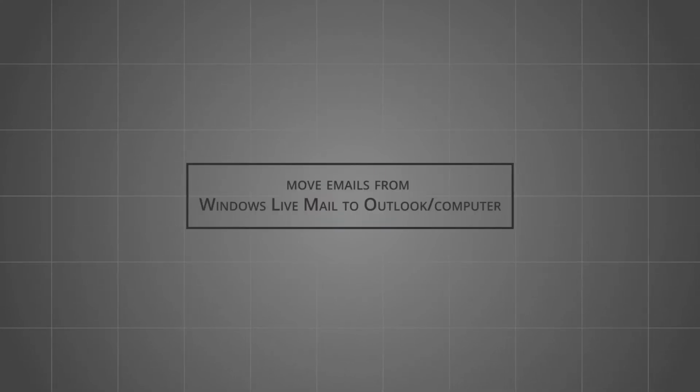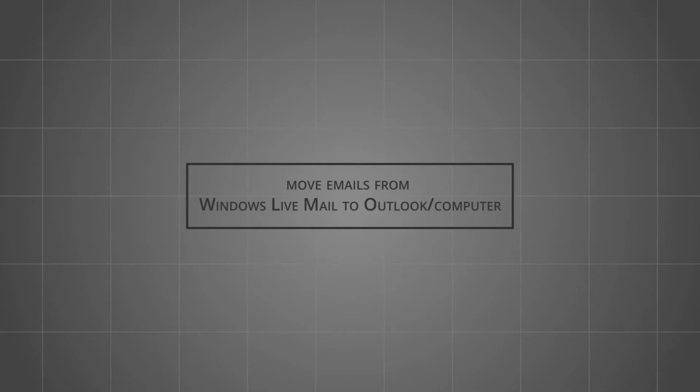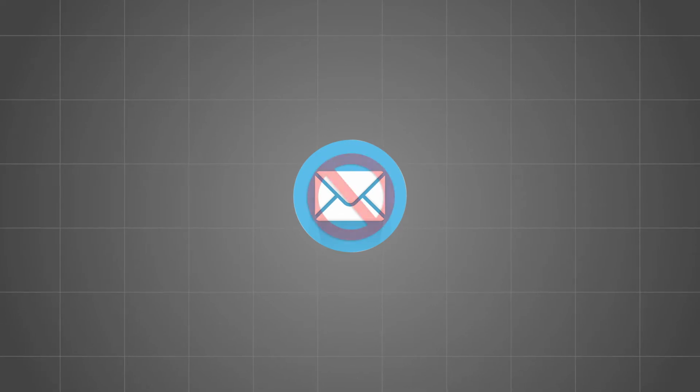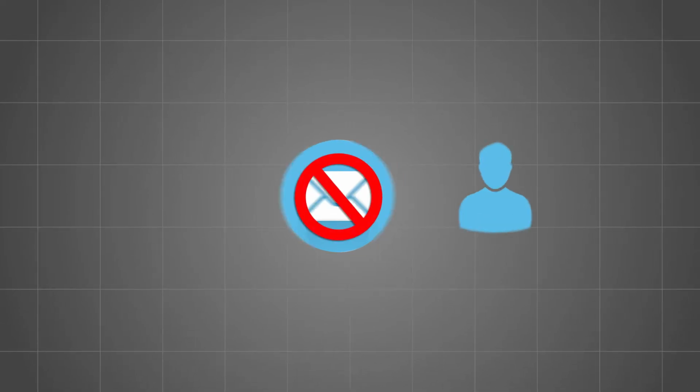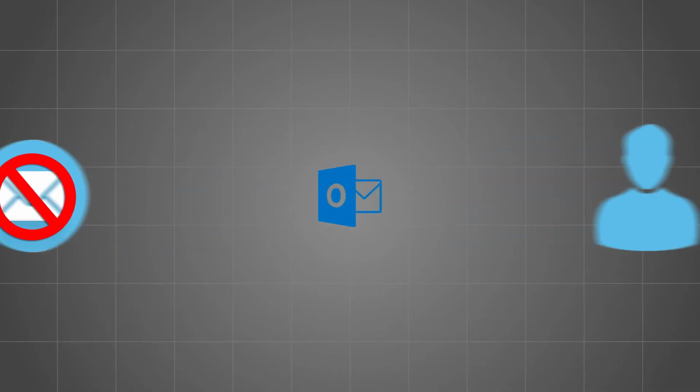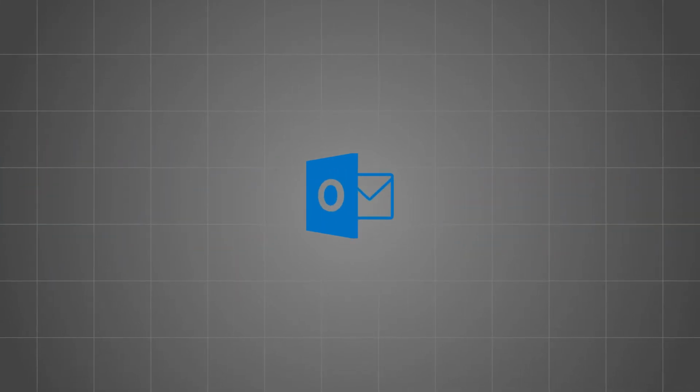We are going to learn how we can move your precious emails from Windows Live Mail, which is no longer in use, to Outlook on any other computer. As you know, Windows Live Mail, the free email client from Microsoft, is no longer available. Also, there is no technical support. So, the best option is to move to advanced email clients, like MS Outlook.